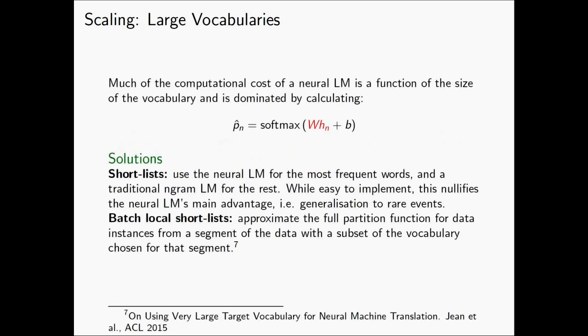There are lots of different approaches to speeding this up, but I'll try and break them down into a few categories. One idea is shortlists. This is the simplest heuristic, which is just to say, let's use our recurrent neural network to get probabilities for the most frequent 10,000 words. And then for everything less frequent than that, let's use an n-gram model or some other simpler model that's faster and doesn't slow down with big vocabularies.